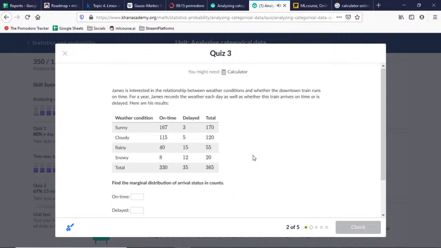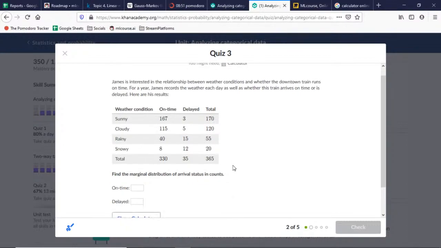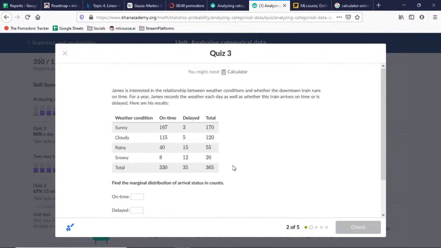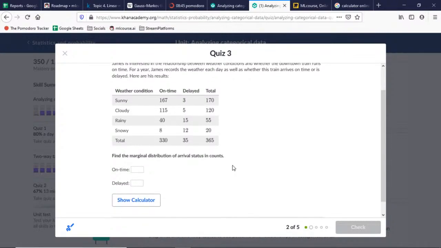Chess is interested in the relationship between weather conditions and whether the downtown train runs. For a year, James records the weather each day as well as whether the train arrives on time or is delayed. Here are his results: sunny, cloudy. Find the marginal distribution of arrival status.